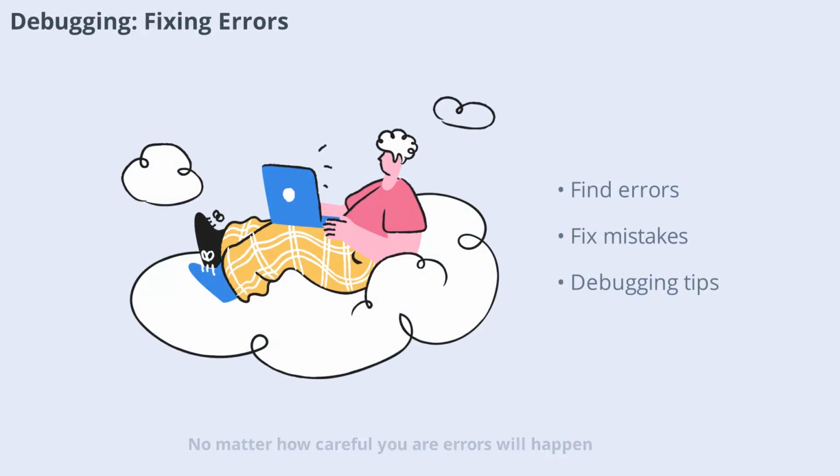No matter how careful you are, errors will happen. Debugging is the process of finding and fixing mistakes in your code. Common errors include typos, incorrect logic, or missing punctuation. Learning to debug is an essential skill for every programmer. In this scene, we'll discuss strategies for identifying errors and tips for fixing them efficiently so you can keep your programs running smoothly.